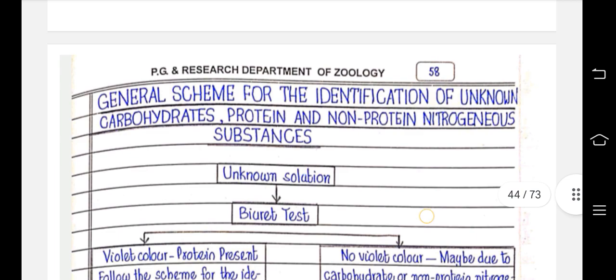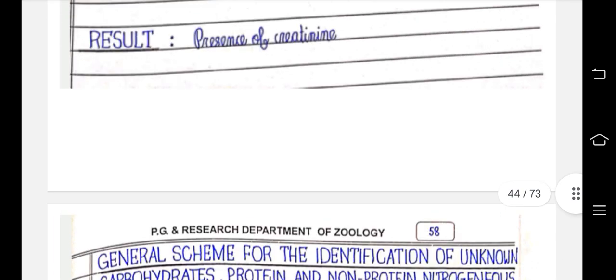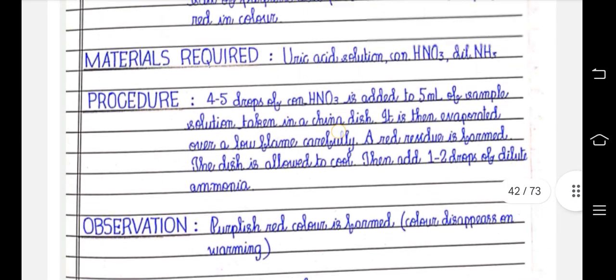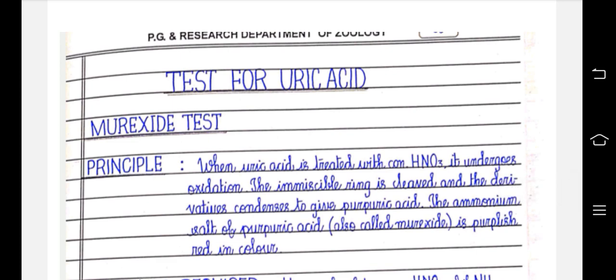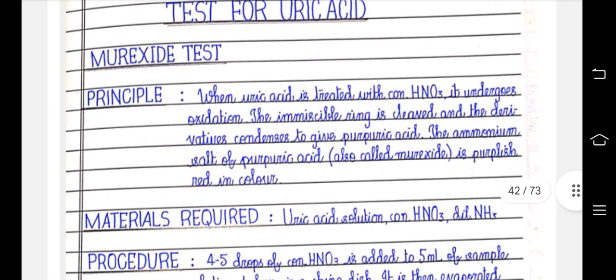So that's all about this general scheme. Once again, I need to just quickly scan these 2 tests. Test for uric acid, murexide test. Uric acid is treated with concentrated HNO3, undergoes oxidation and the imidazole ring is cleaved. And the derivative forms when uric acid is treated with concentrated nitric acid.